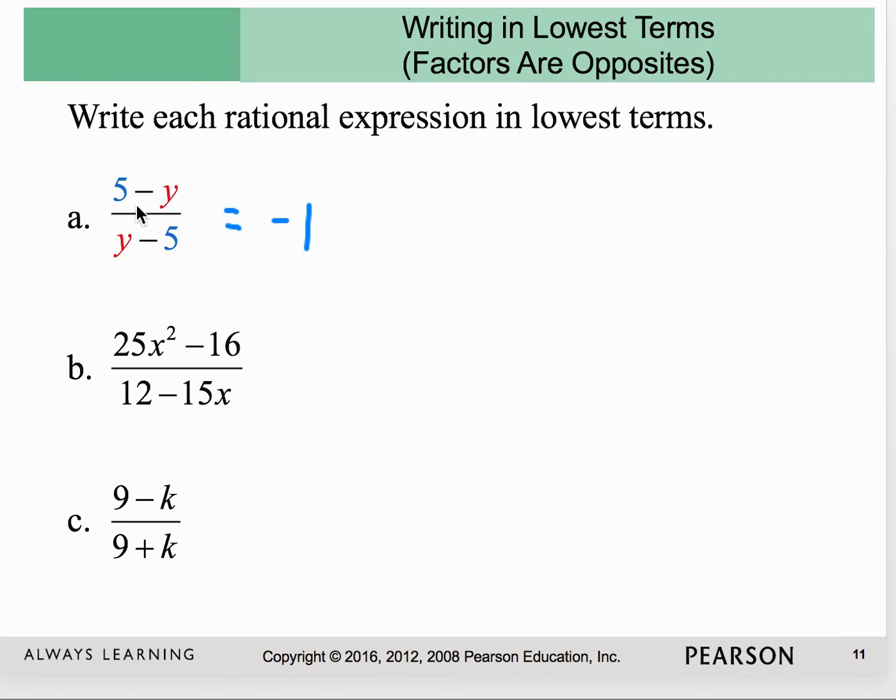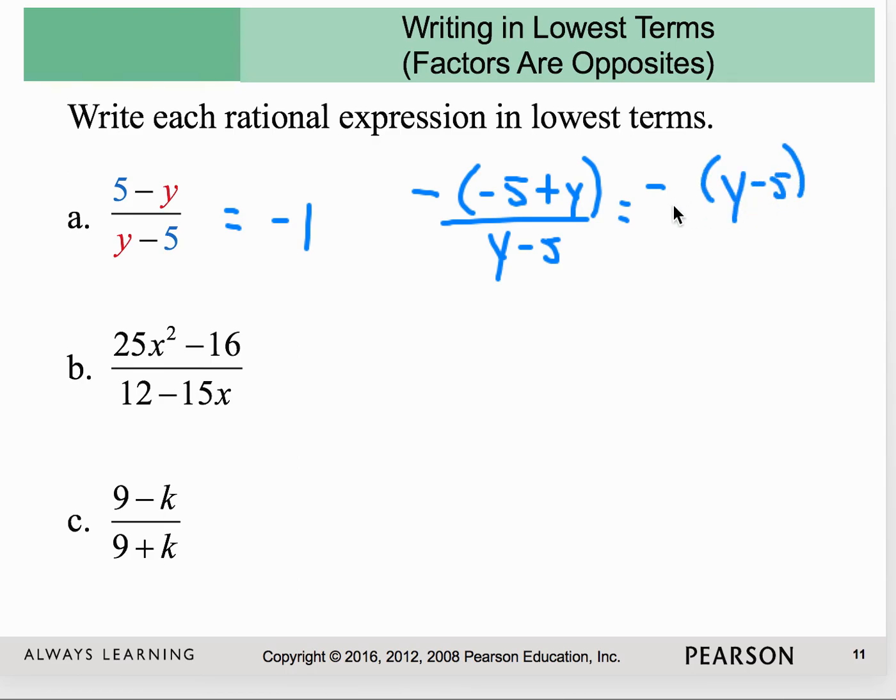Okay, one more time. Let's factor a negative out of the top. That would be negative 5 plus y over y minus 5. But these are just being added, so I can write it in any order. So I can make that y minus 5 over y minus 5. And now these are exactly the same, but I'm left with this negative 1.